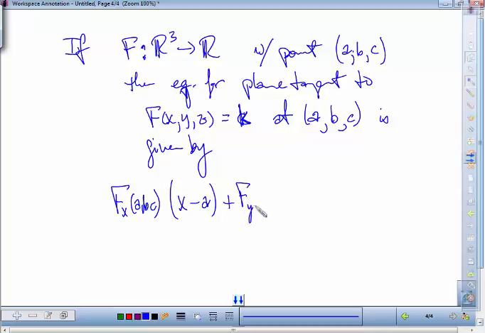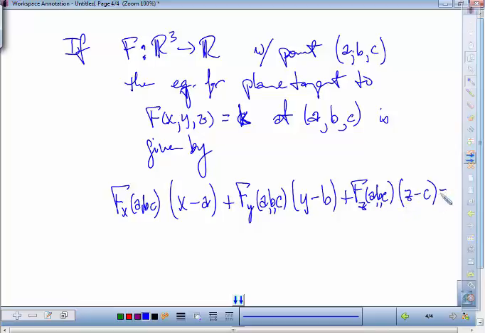plus the second component of the gradient at a, b, c times y minus b, plus Fz at a, b, c times z minus c is equal to 0. Okay, if you peel this apart into pieces, you'll see that this is actually the gradient.